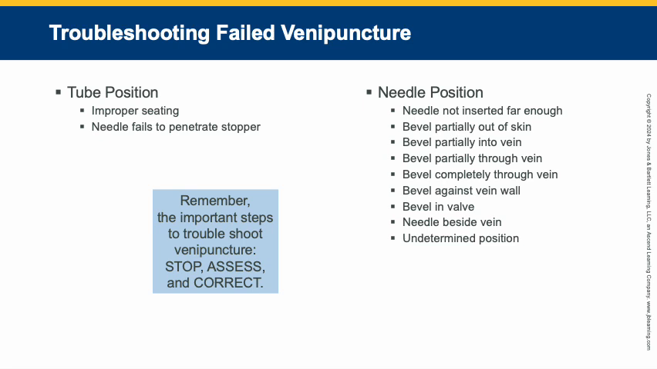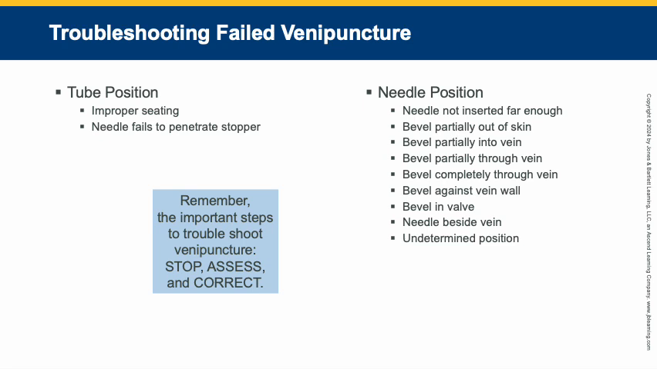Needle position. Insert the needle so that the bevel is correctly positioned within the vein. That is critical to success of the venipuncture. If the needle is not inserted far enough, it may not penetrate the vein at all. If the bevel is partially out of the skin, the tube is going to lose its vacuum when it's engaged and filled with blood, even if the bevel is mostly in the vein. A bevel partially into the vein. If the needle is not inserted deeply enough, the bevel may be beneath the skin but only partially through the upper vein wall.